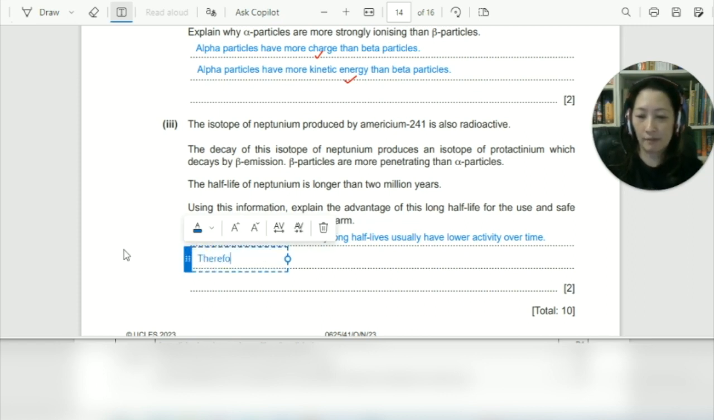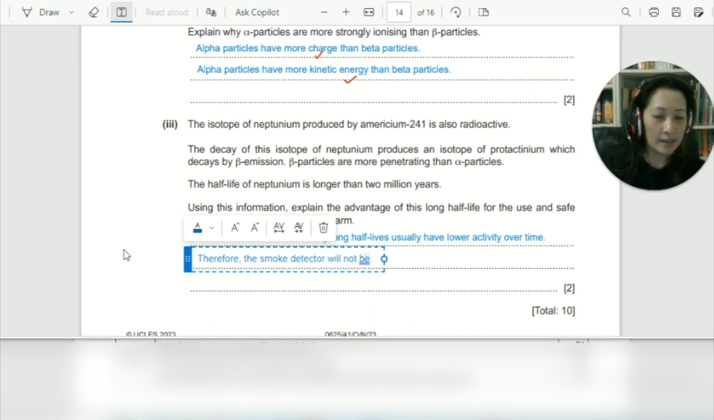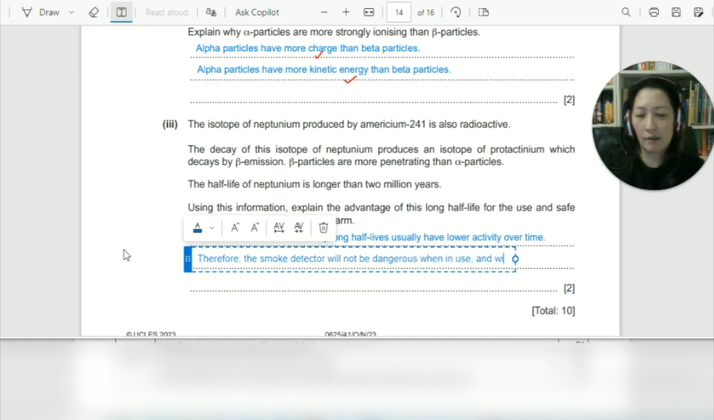Therefore, the smoke detector will not be. When writing the answer out, try to avoid using the same words that are already in the question. So we're not going to use the word safe because it's already in the question. So find another way to say the same thing. Therefore, the smoke detector will not be dangerous when in use and will also be easy to dispose.